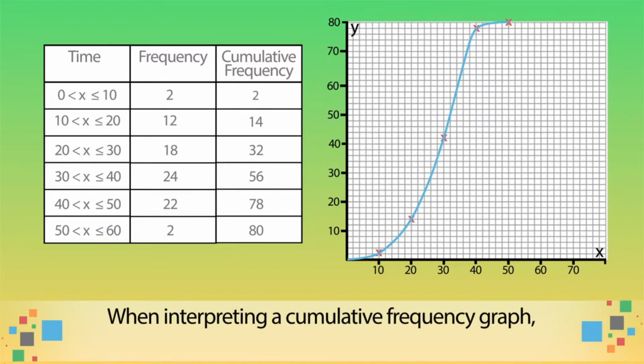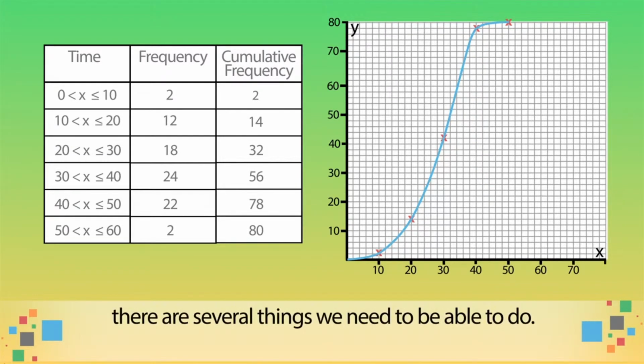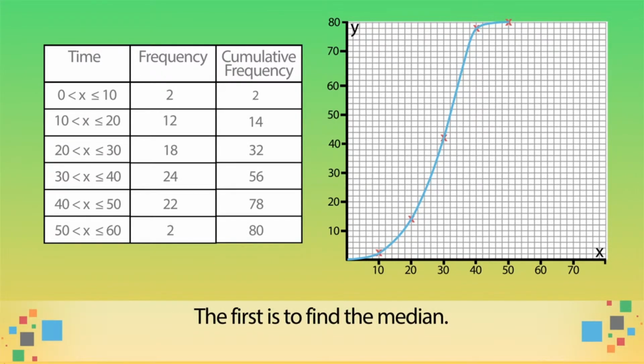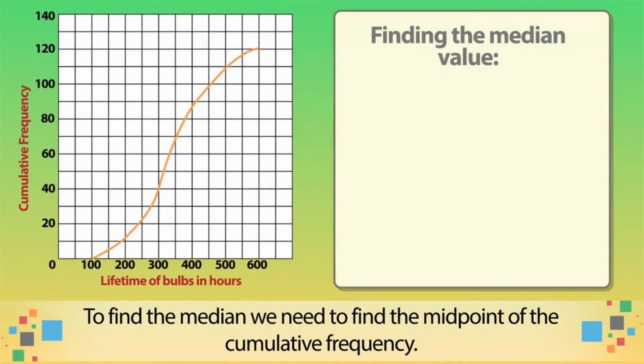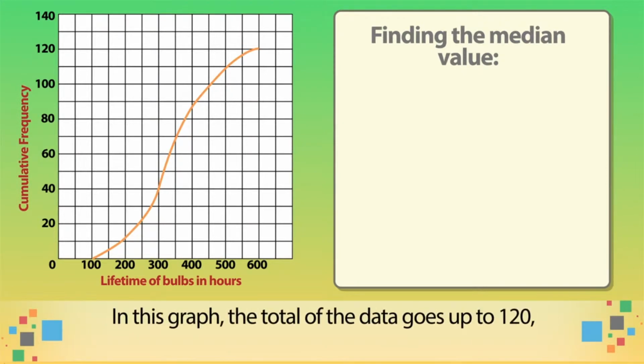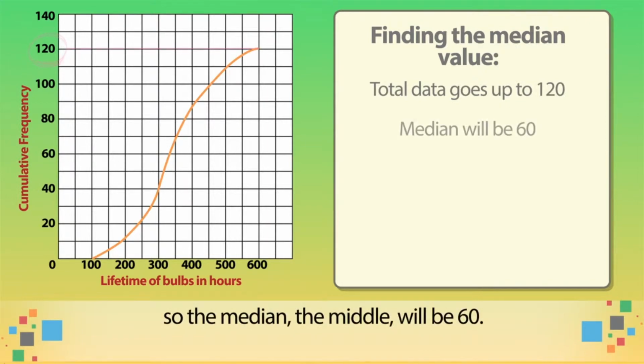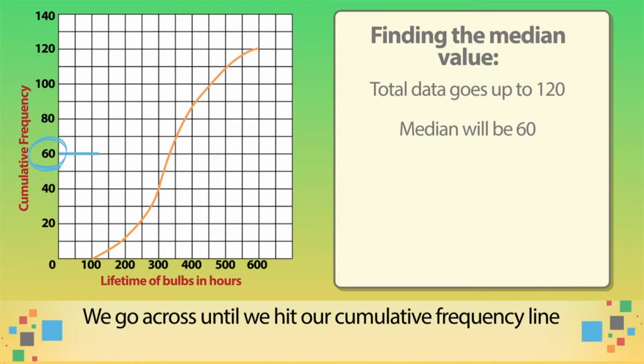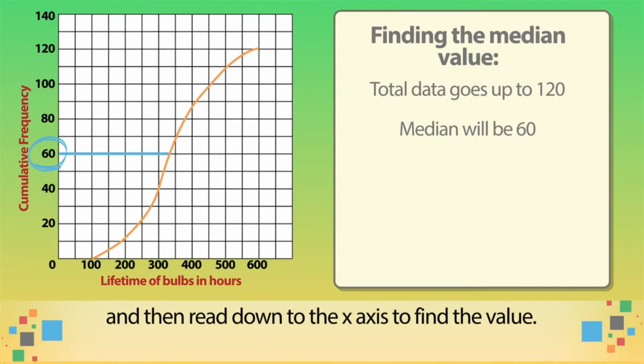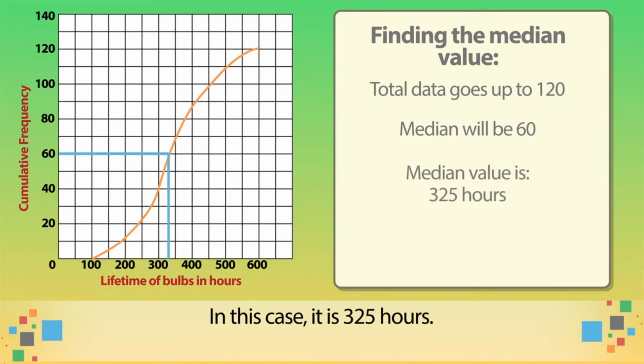When interpreting a cumulative frequency graph, there are several things we need to be able to do. The first is to find the median. To find the median, we need to find the midpoint of the cumulative frequency. In this graph, the total of the data goes up to 120, so the median, the middle, will be 60. We go across until we hit our cumulative frequency line, and then read down to the x-axis to find the value. In this case, it is 325 hours.